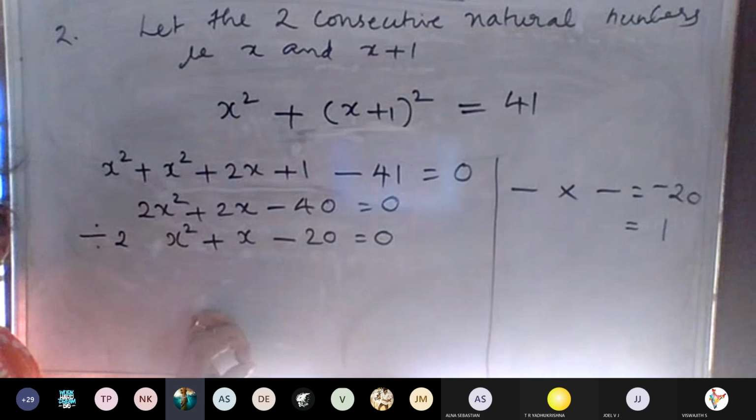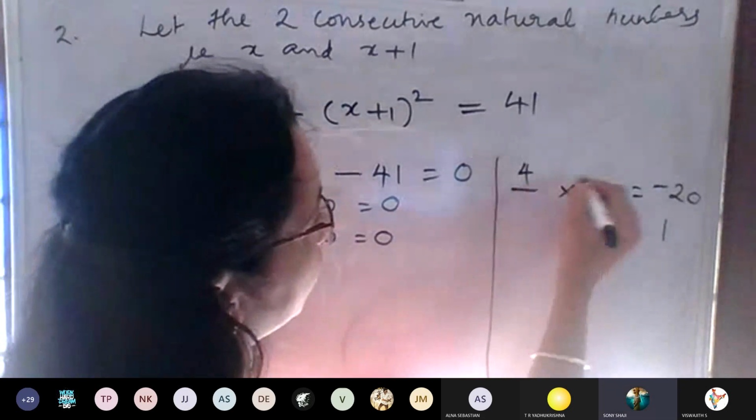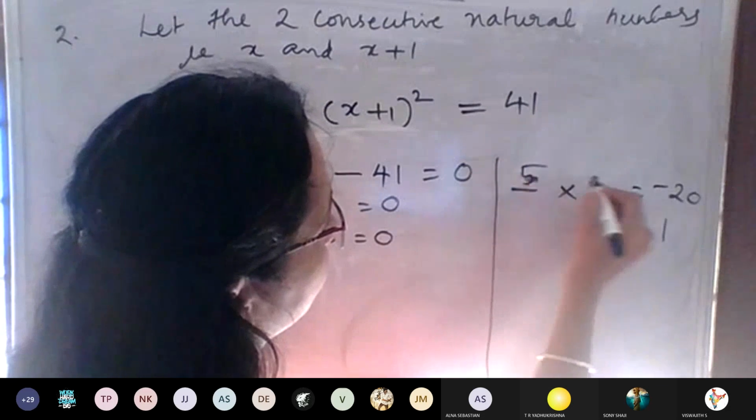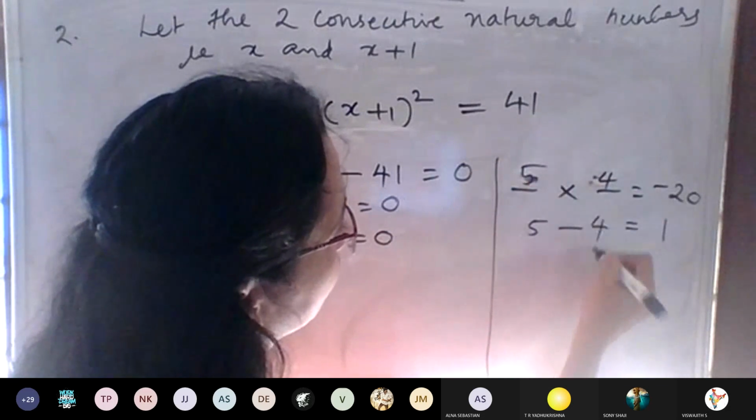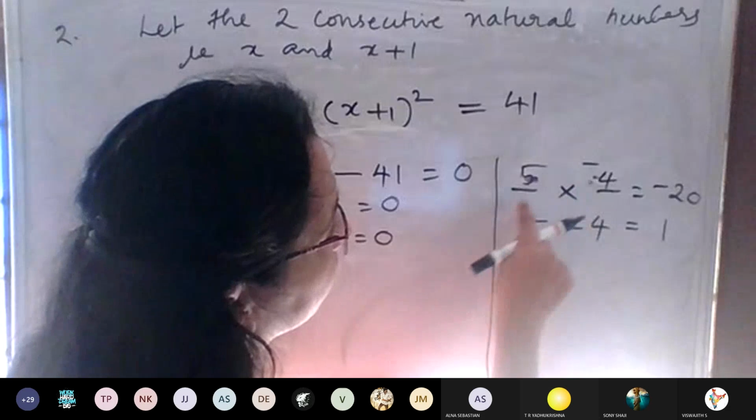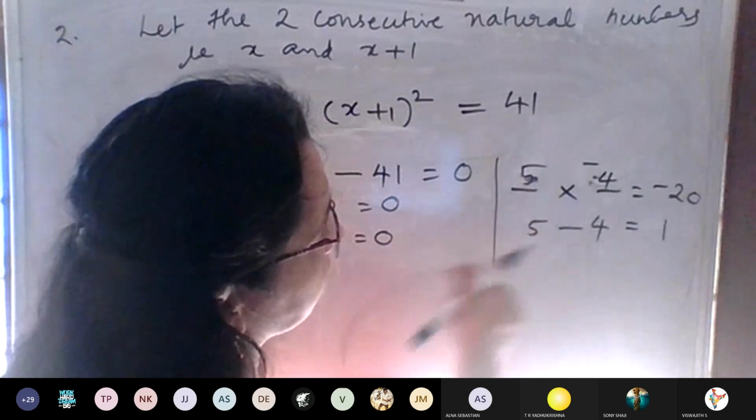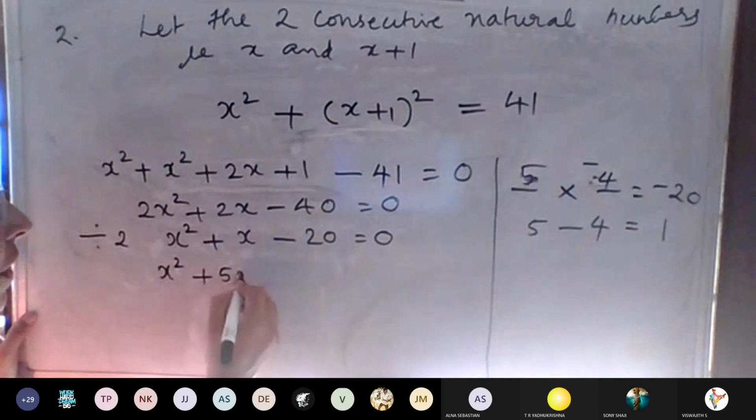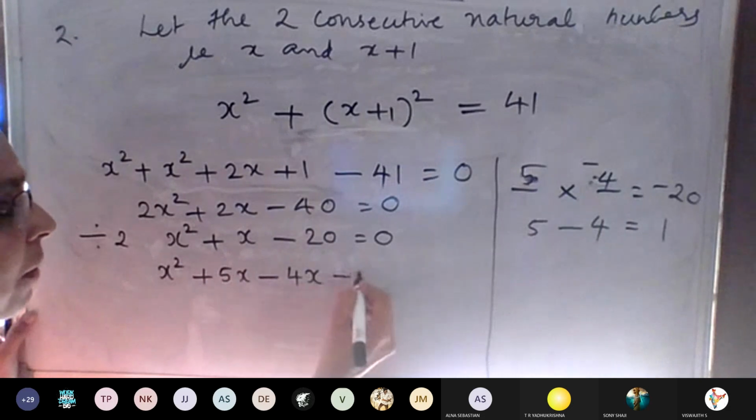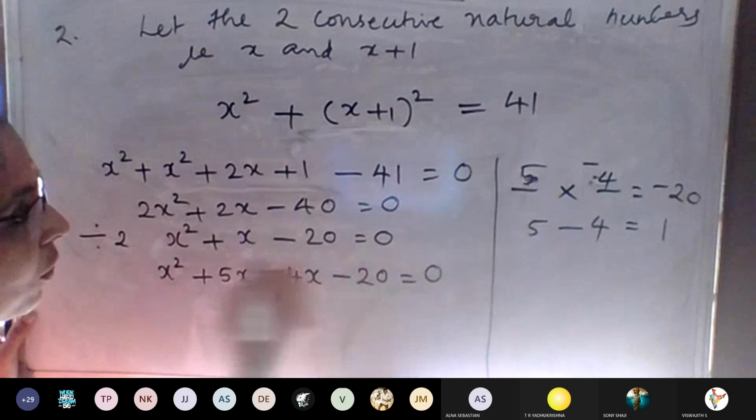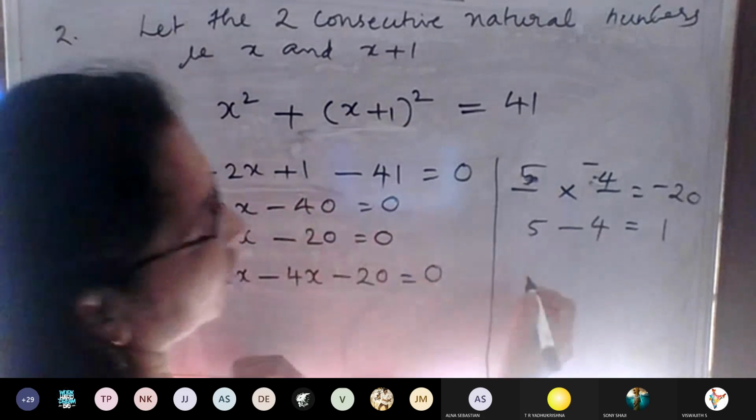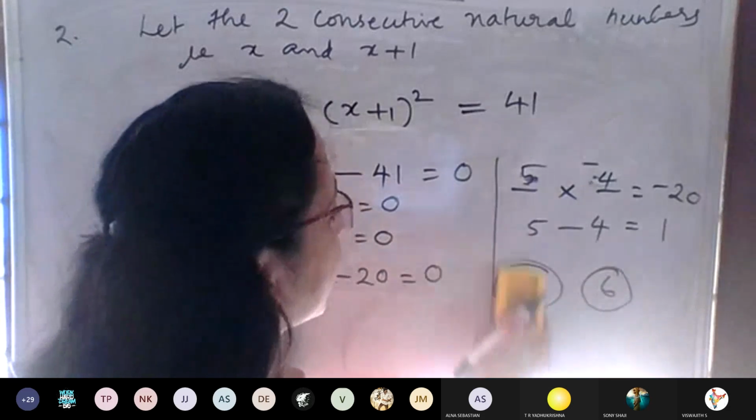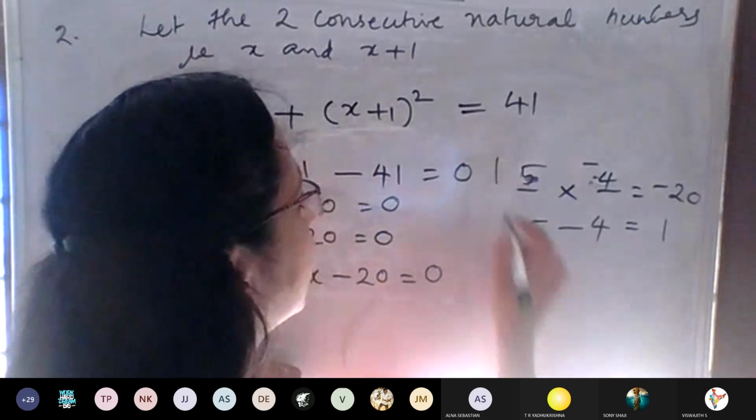Negative 4 into 5. 5 minus 4 gives negative 4, 5. So x square plus 5x minus 4x minus 20 is equal to 0. If you know how to do this, which chapters did you study? Chapter 5 and chapter 6. Two chapters, very important chapters.